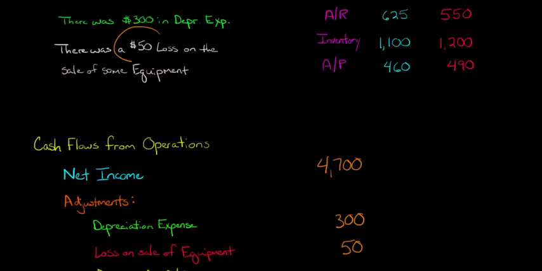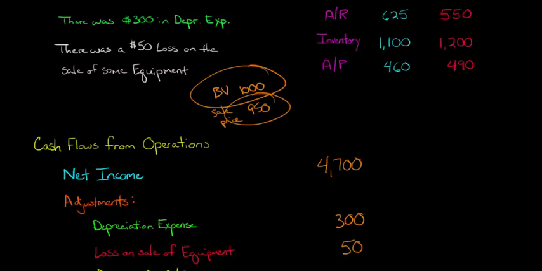So $50 loss, so let's say that the book value of the equipment was $1,000, and then our sale price was $950 on this equipment. And let's just ignore whether the equipment was depreciated or any of those things for right now. Let's just make this really simple. Let's just say that we had a book value of $1,000 and we sold it for $950. So then we have a $50 loss, right, on the sale of the equipment.